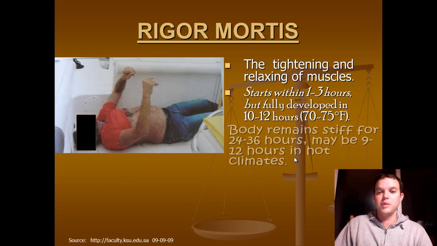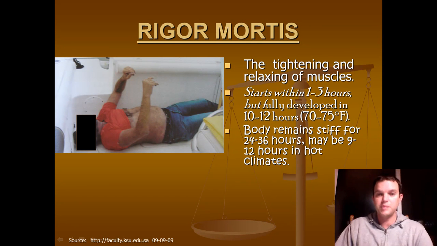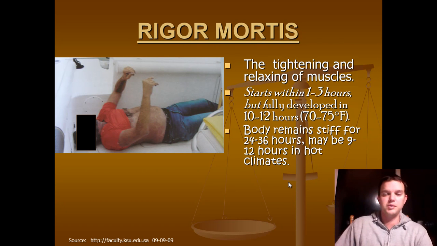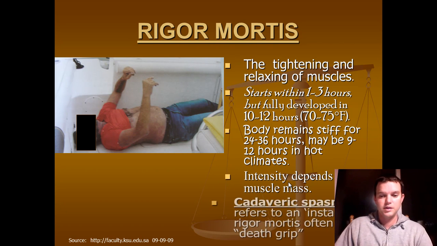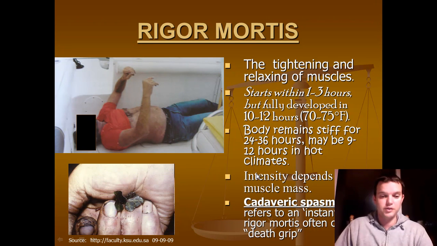We then went into rigor mortis, and we said it usually starts within 1 to 3 hours, but it's usually fully developed in 10 to 12 hours, at a normal indoor room temperature. The body is going to typically remain stiff for 24 to 36 hours. Warmer temperatures make rigor mortis go through at a faster timeline, and colder temperatures slow it down, which you looked at in the work you did Friday. The amount of muscle mass also has an impact: the more muscle you have, the more rigor you're going to have.